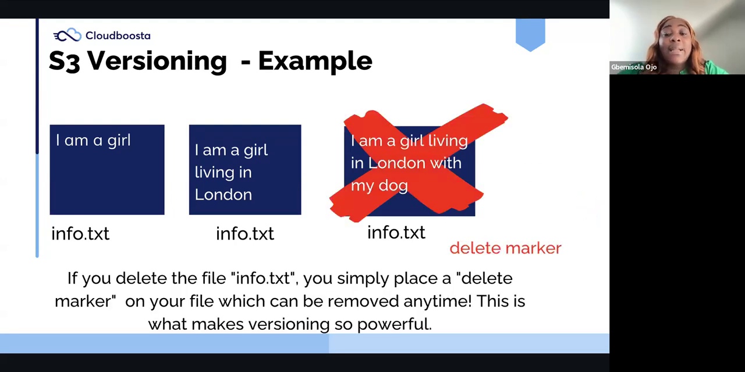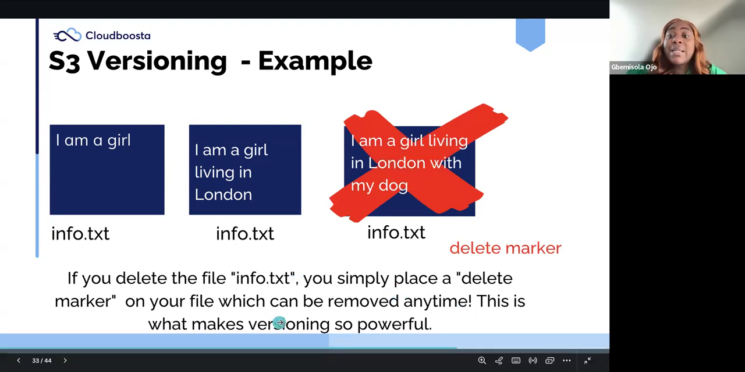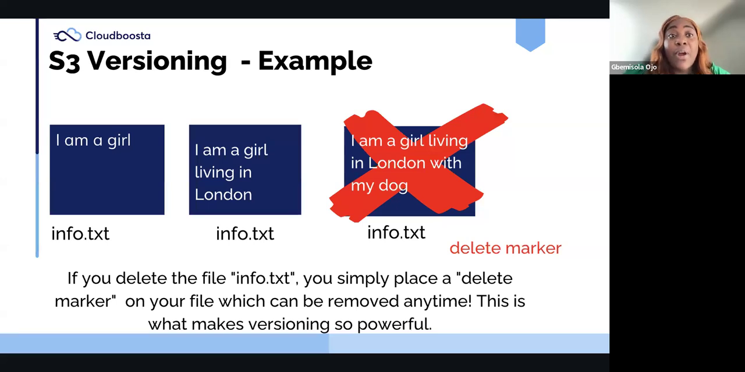Now, another thing about versioning is that if you delete this file called info.txt, what happens is that you simply place a delete marker on that file, and that delete marker can be removed anytime. So that's also another thing that makes versioning very powerful. So if you have versioning enabled on a bucket, you cannot delete anything inside that bucket unless you disable versioning.